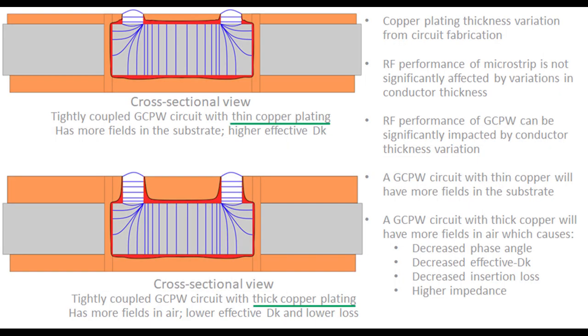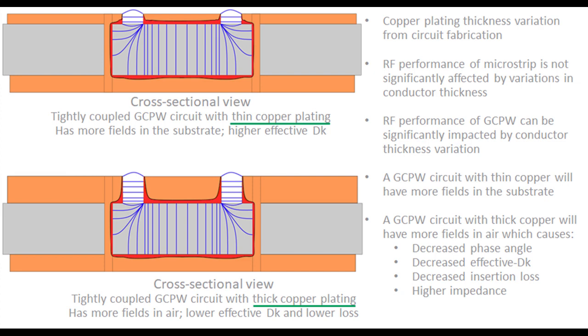Shown here is basically the same design, a tightly coupled grounded coplanar waveguide, and the difference I'm showing is due to copper thickness. In building a circuit using plated through-hole technology, the copper is plated up and the thickness can vary from one circuit to another. Actually, the copper thickness will vary from one circuit to another if you're building these circuits in large volume. Of course, you need to talk to the circuit fabricator to understand how much that can vary.